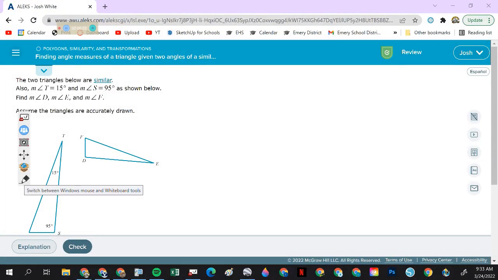Today we're working on 8.4, and this says the triangles below are similar, and T is 15 degrees, S is 95 degrees. Find D, E, and F.